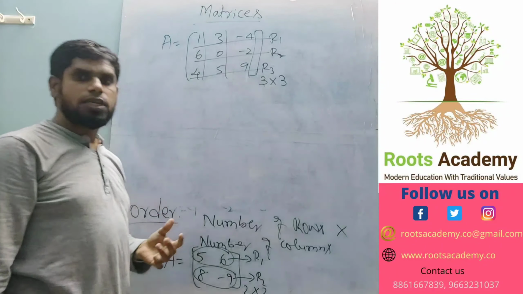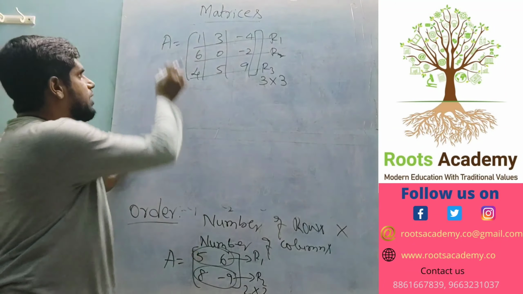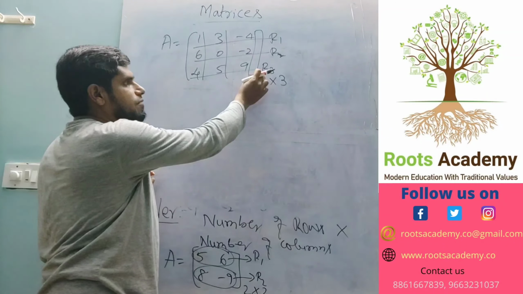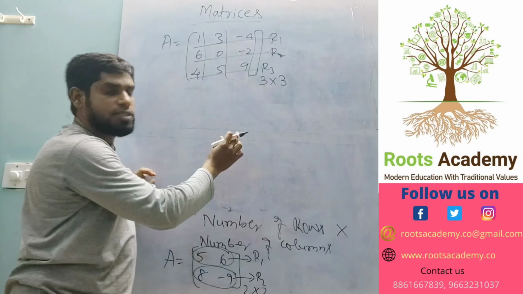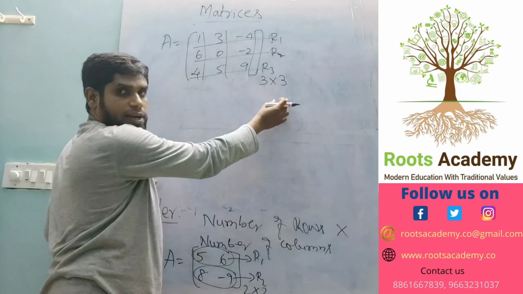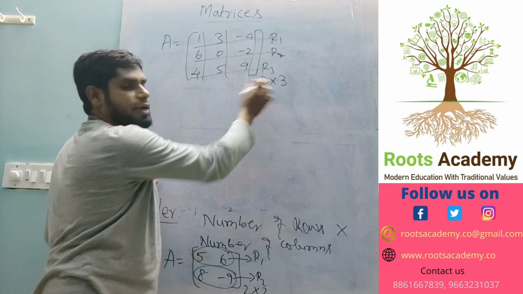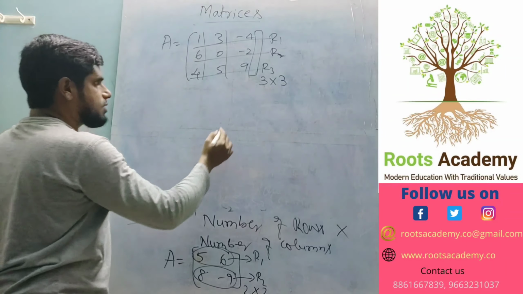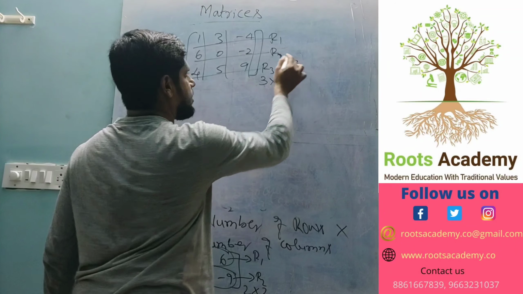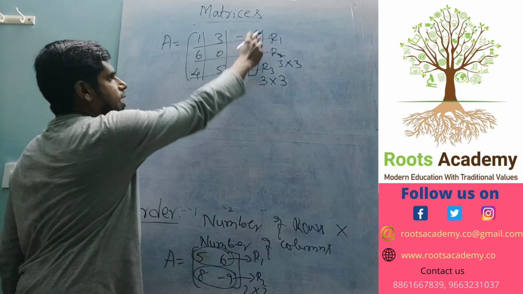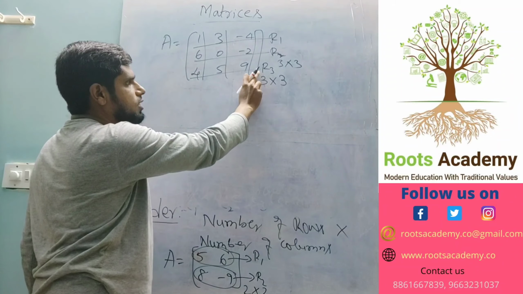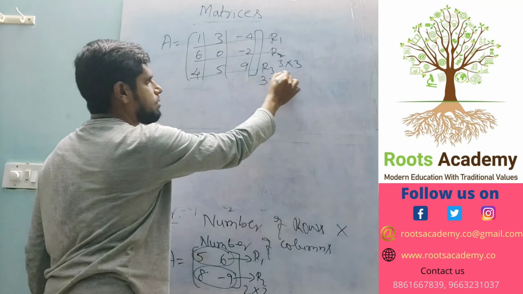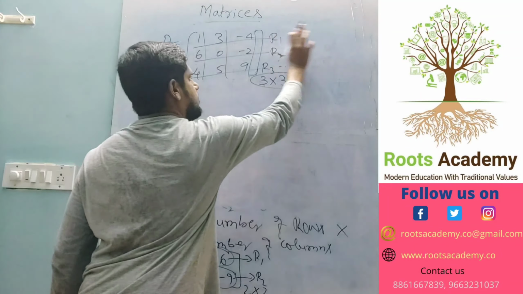And student, always the order of a matrix we write after the finish of the matrix, means at the end of the matrix, and that too it is below the matrix. We cannot write like this. We will not write 3 cross 3. See how I wrote? First matrix and here it ends. Then next below this I wrote the order. This is the order, not this.